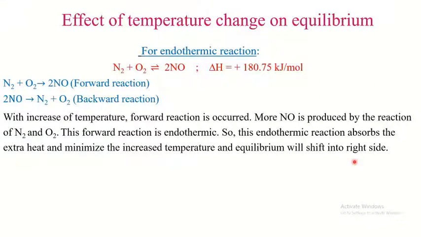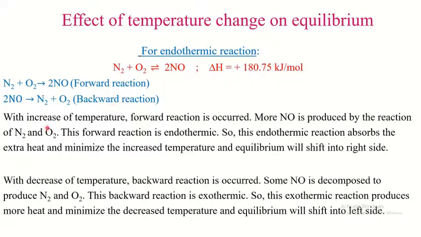How? By occurring the exothermic reaction. This backward reaction of the endothermic reaction is exothermic. So when temperature is decreased, then the backward reaction occurs. Some nitric oxide is decomposed to produce nitrogen and oxygen. This backward reaction is exothermic, so it produces more heat and minimizes the decreased temperature, and equilibrium will shift to the left side.